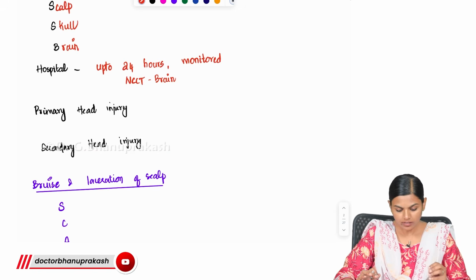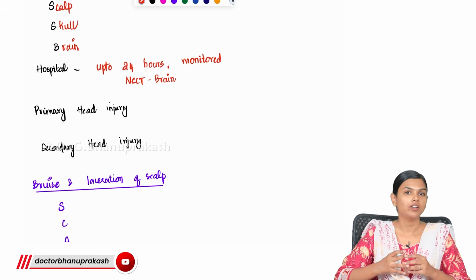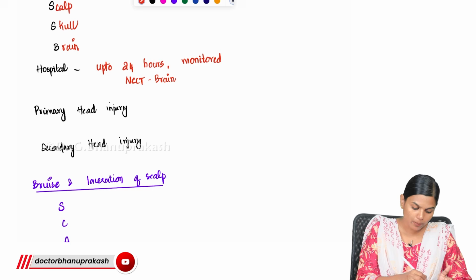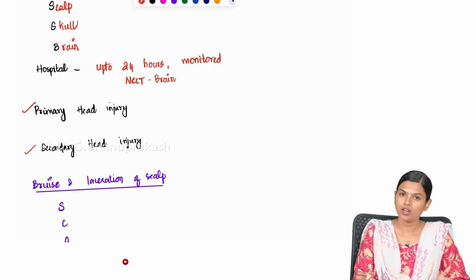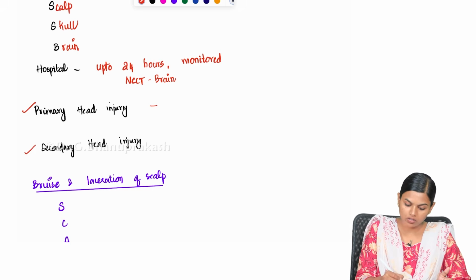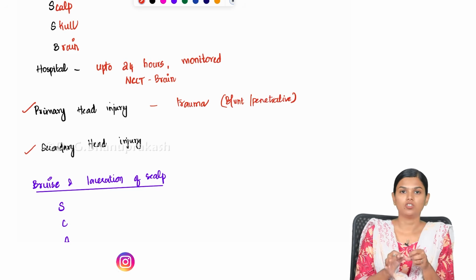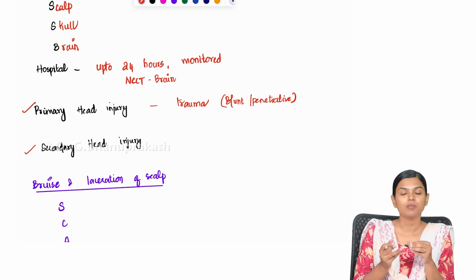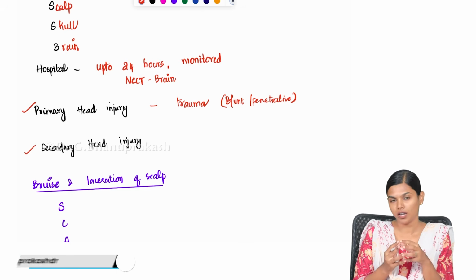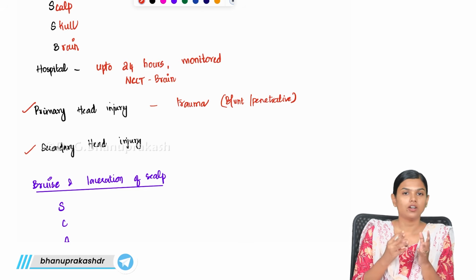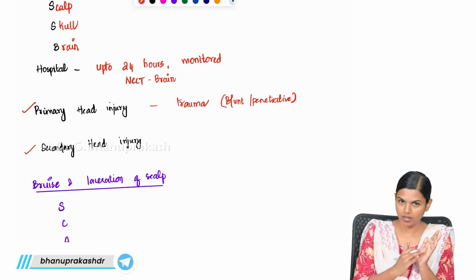Now, how are they getting the head injury? It can be divided into primary head injury and secondary head injury. Primary head injury means because of some trauma, which can be blunt or penetrative, any trauma that can result in injury. It can be a fracture or a hemorrhage; some trauma happens and they get a contusion, hemorrhage, or something else in the head. So this is primary head injury.